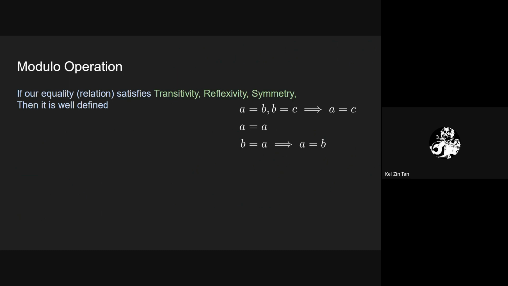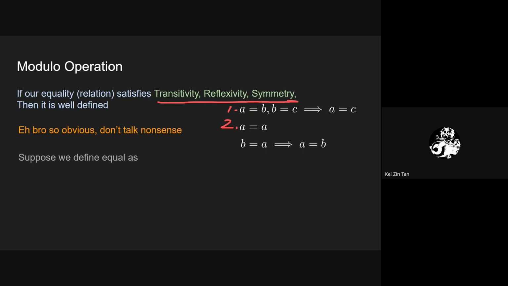Now I would like to state a theorem. The theorem says that if our equality relation satisfies all these three properties, then it will be well defined. The first one is: A is equal to B and B is equal to C implies that A is equal to C. A should always equal itself. And if A equals B, then B should equal A. You might say, okay, this is very obvious, don't talk nonsense to me.